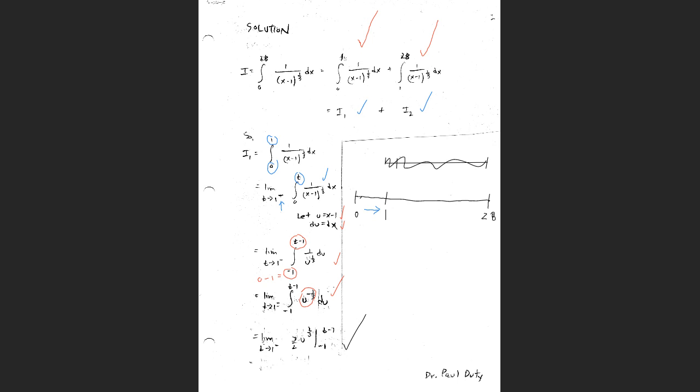Mario says, how did I get negative 1? So here, notice that when the limit was with respect to x, the bottom limit was 0. But then we let u equals x minus 1. So that means for the new u limit on the bottom, we have to take 0 and subtract 1. And that's how you get negative 1. Is that okay? Is that all right, Mario? Okay, good, good.